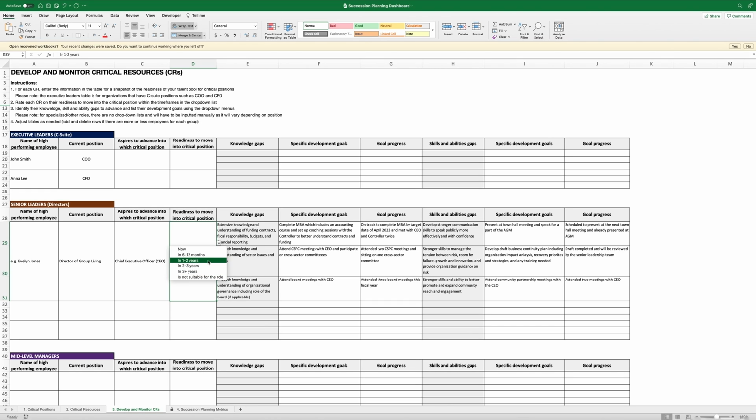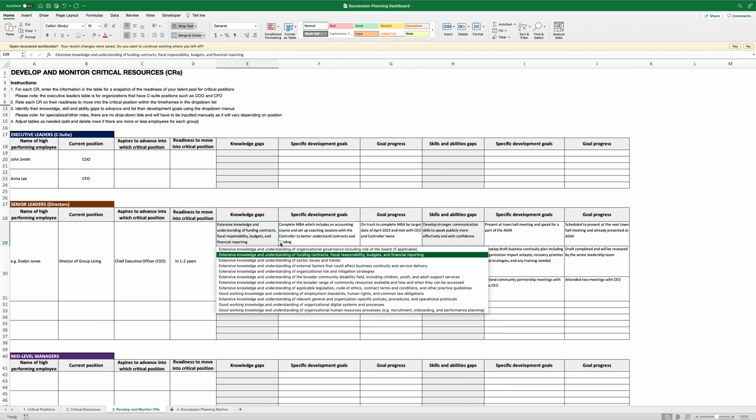Please also note that as an organization, it is good to have varying readiness timeframes in your talent pool to move into critical positions. Identify their knowledge, skill, and ability gaps and list their developmental goals. Up to 3 knowledge gaps with corresponding development goals and 3 skill and ability gaps with corresponding development goals can be included. Having more than 6 development goals may be overwhelming and potentially unachievable for the employee. Drop-down lists have been used for the respective cells to help you complete the tables.